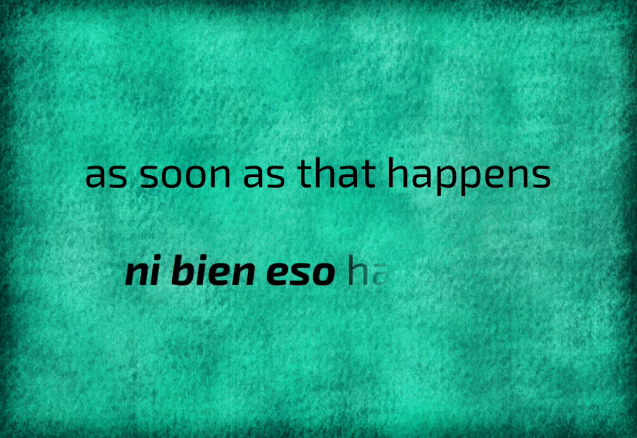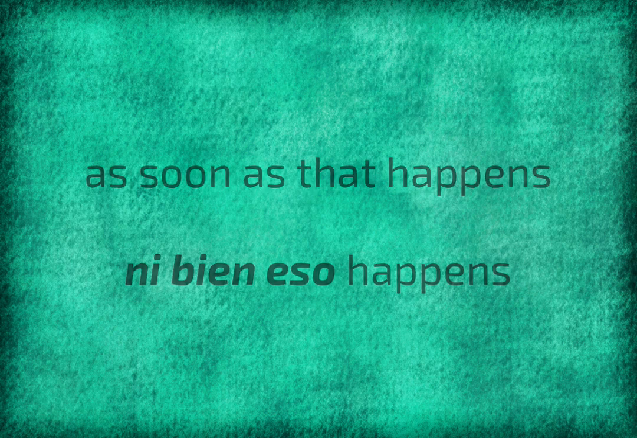Now let's look again at the word ni. We already know that ni means nor or neither, but it's also used in a weird little idiom for as soon as. So the idiom is ni bien. This doesn't seem to make sense when translated. Does it mean nor well? We just have to get used to it. So we'll use some sentence examples to get used to it. And today we'll use the example, as soon as that happens. That would be, ni bien eso happens.